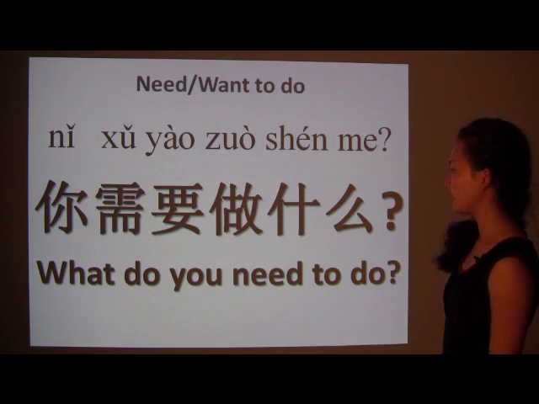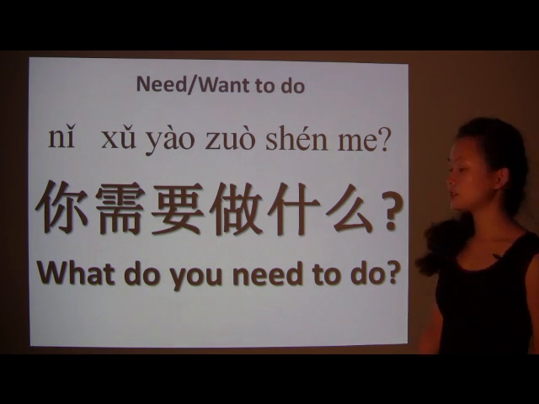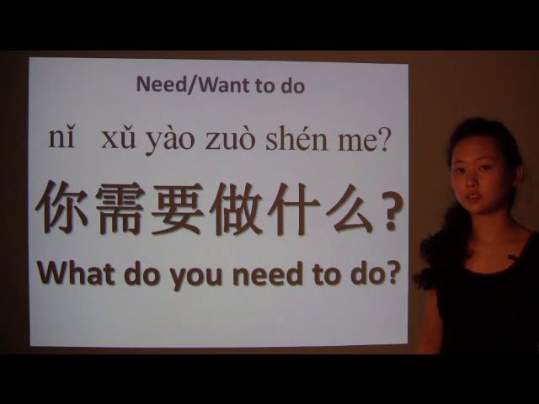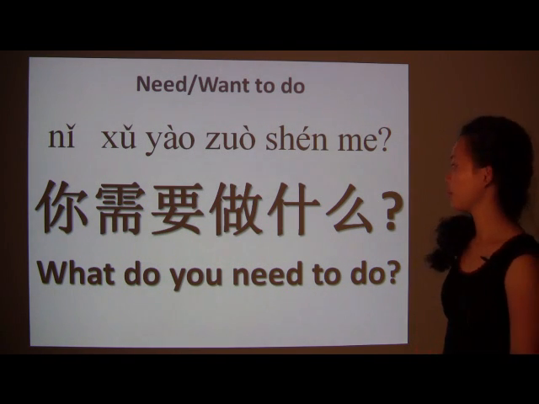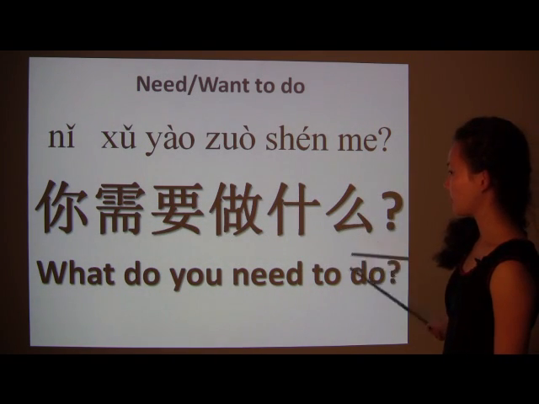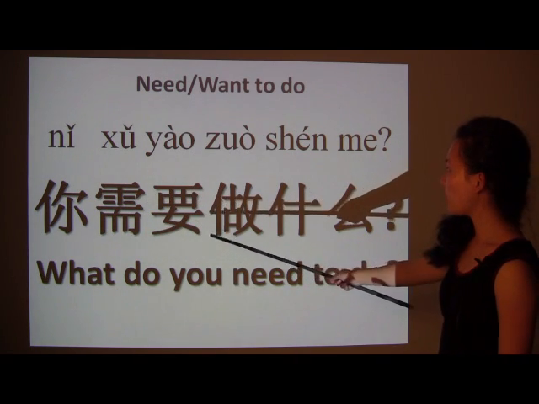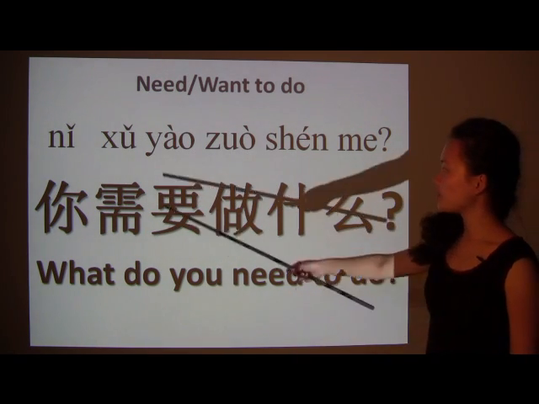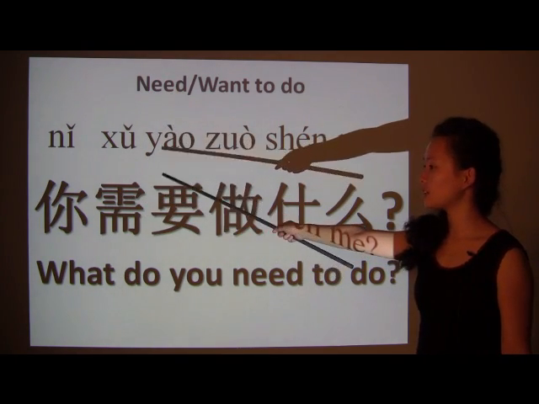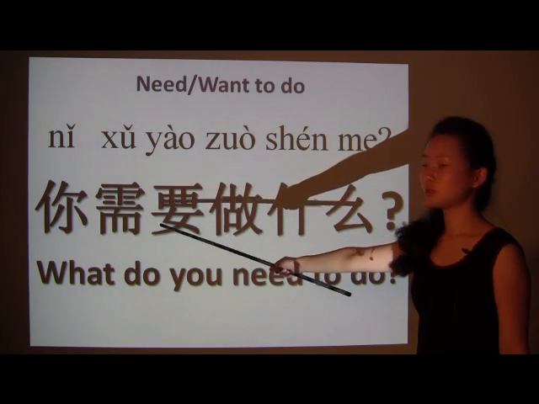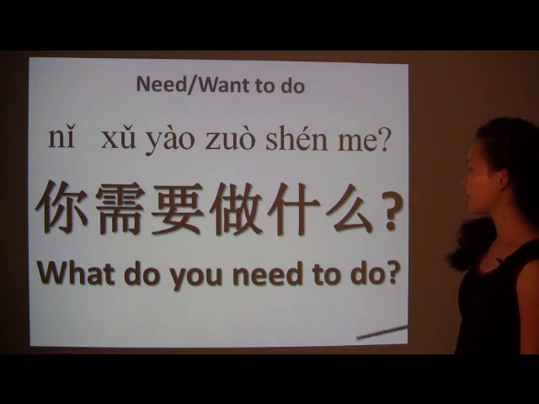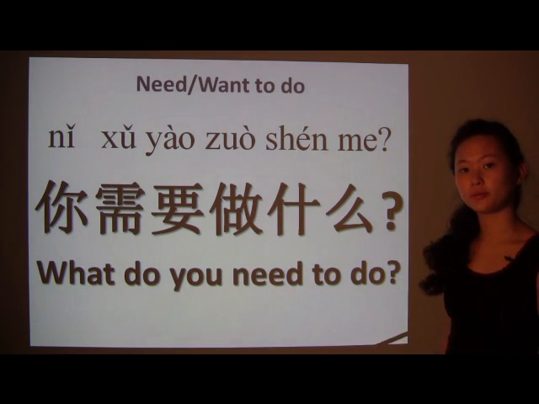And then another common thing is, what do you need to do? Things, your actions. So if you're going to school and you need to go to class or something similar. 你需要做什么? Sorry, but the accent on 需 should actually be the first one. That's a typo. Not the third accent, but the first one. 需要，你需要做什么? What do you need to do?